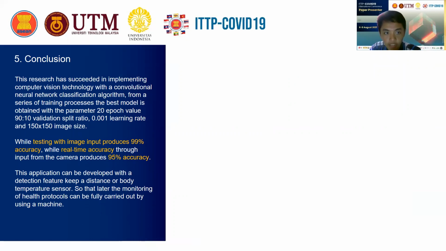And the last is conclusion. This research has successfully implemented computer vision technology with a convolutional neural network classification algorithm. From the training process, the best model is obtained with parameters of 20 epochs, 90 by 10 validation split ratio, 0.001 learning rate, and 150 by 150 image size. The testing with image input produced 99% accuracy, while real-time testing with camera input produced 95% accuracy. This application can be developed with a feature to detect keeping distance or a body temperature sensor, so that later the monitoring of health protocols can be fully carried out by a machine.